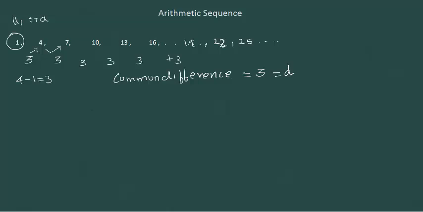If I ask you to make another pattern, let the first term be 5 and the common difference be 2. So how can we make a sequence? First term is 5, 5 plus 2 is 7, 7 plus 2 is 9, 9 plus 2 is 11, etc. So this is the way you can generate a sequence if the first term and common difference are given.